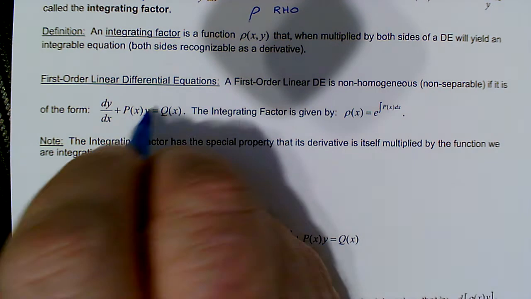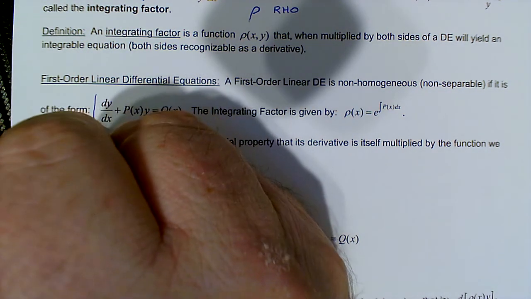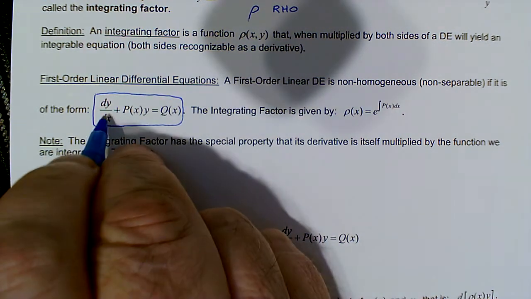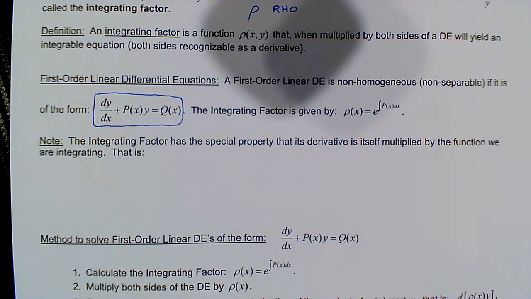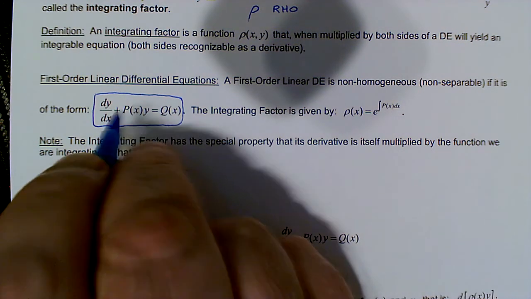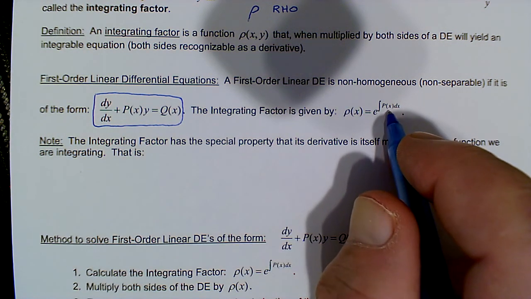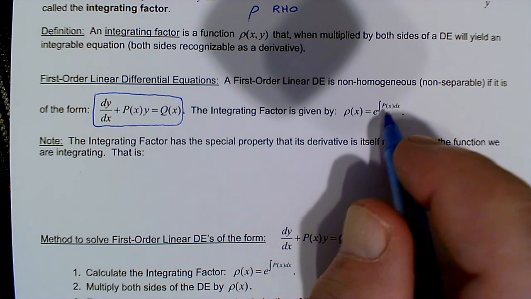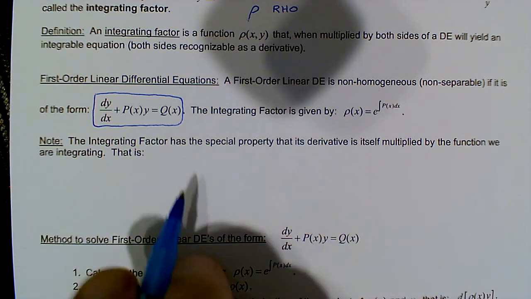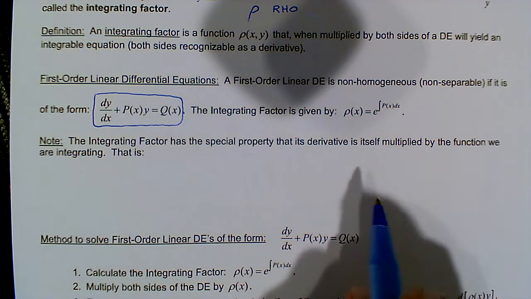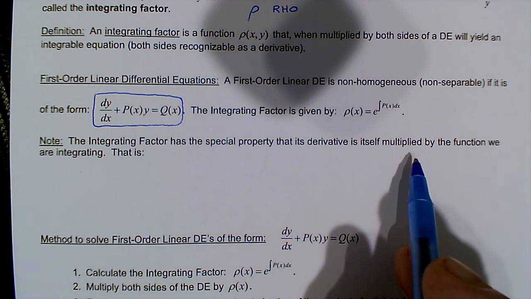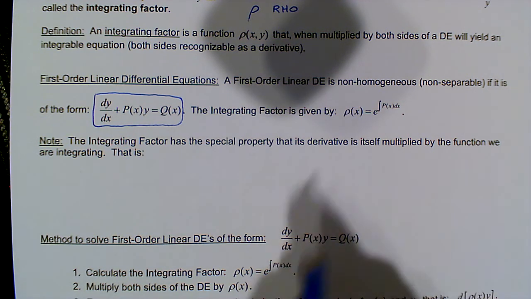And so, when it is in this standard form for a first-order linear differential equation, the coefficient of y, whatever that function of x is, represents p of x, and the integrating factor is e to the integral of that with respect to x. So the integrating factor actually has a very special property, and it's such that its derivative is itself multiplied by the function we are integrating.